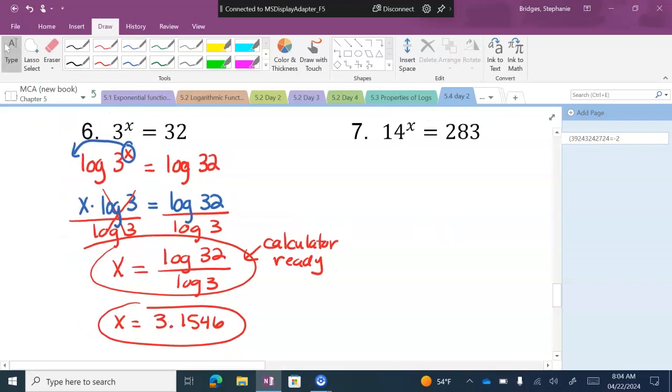All right, I want you to try the next one. Try 14 to the x power equals 283. Take a common log of both sides. Then you use your rules for logs to get that x out of the exponent. Then go to your calculator once you get your calculator ready form.